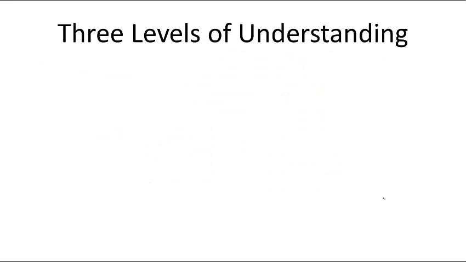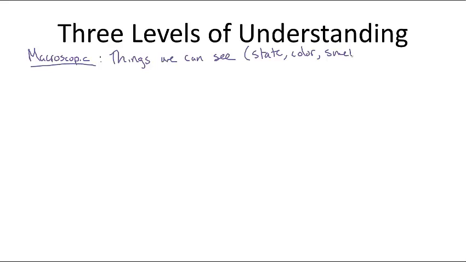Now, there are three levels of understanding of chemical equations. So the first is macroscopic. And this is things we can observe directly. Things we can see. Macro means big. So macroscopic is things we can see on our level. So this would be things like state, color, smell, temperature, sounds, etc. Things that we can observe directly.